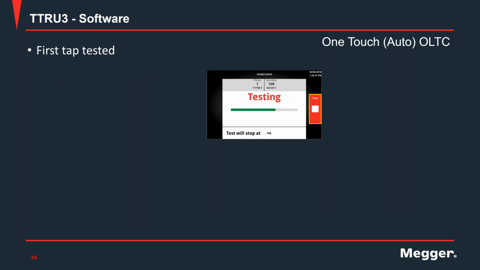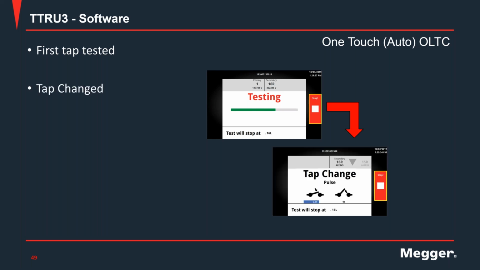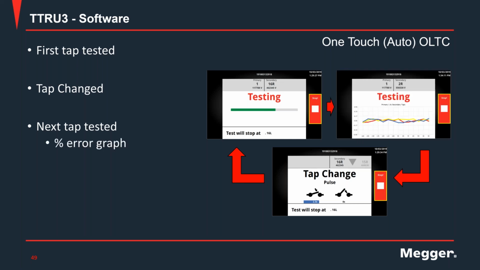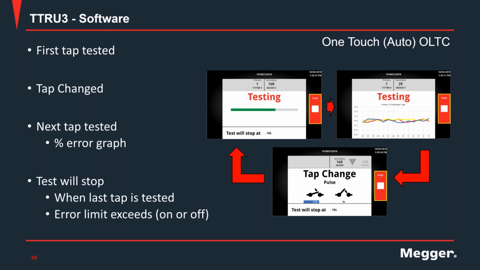The first one is testing the first tap you indicated. In this example it is 1 on the primary, 16R for the low tap changer. Then the unit automatically, without you doing anything else, will do the tap change. It will go back to testing, showing you now, in this case, 1 and 15R. Once it has more than 2 taps on the testing screen, it will show a graph of the results, and it will continue the cycle until it reaches either the last tap that you indicated in the settings, or the error limit exceeds your settings.